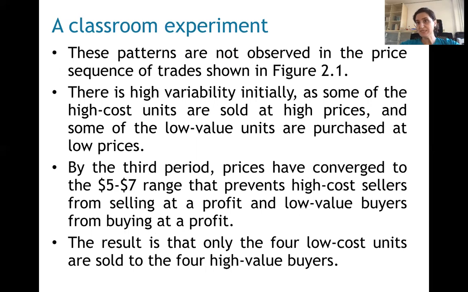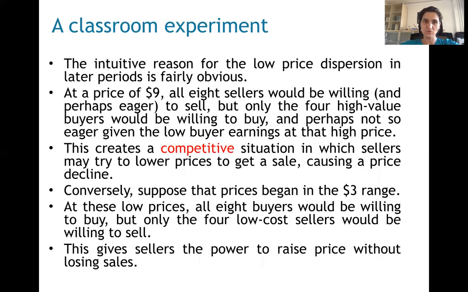There's high variability initially, as some high-cost units are sold at high prices and some low-value units are purchased at low prices. By the third period, prices have converged to the 5-7 range. That prevents high-cost sellers from selling at a profit and low-value buyers from buying at a profit. So high-cost sellers and low-value buyers couldn't trade. The result is that only 4 low-cost units are sold to 4 high-value buyers. Should it be the case?